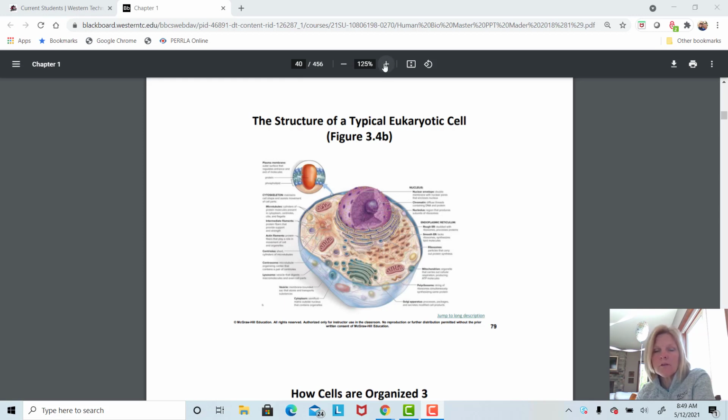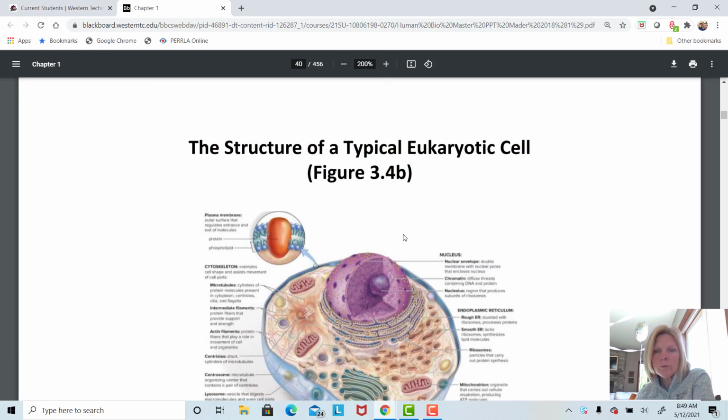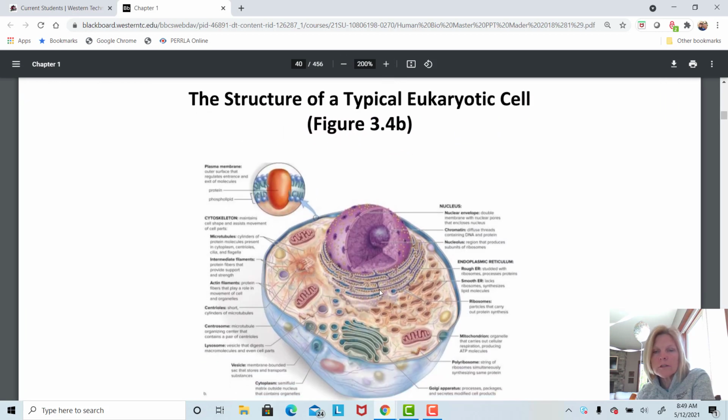And its job is to package proteins that are made on its surface and transport them inside the cell, and that might be taken up by the Golgi apparatus, further modified and packaged and released from the cell, or it might be used within the cell. We just don't know depending on that cell's functions. But this is the rough ER, this is the Golgi apparatus, this is the mitochondrion, this is a centriole.